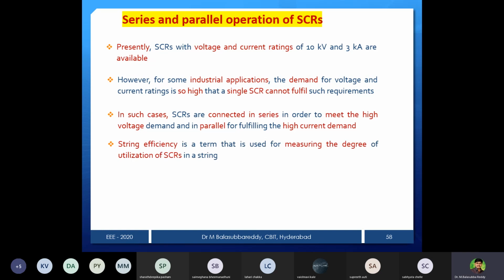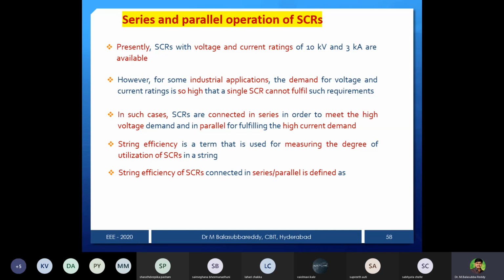String efficiency is the term that measures the degree of utilization. So here, based on your demand, either in the form of current demand or in the form of voltage demand, whether you are utilizing the devices properly or not, based on that, we can define the string efficiency. This I also mentioned in the previous class as a definition. It may be for both series or parallel.